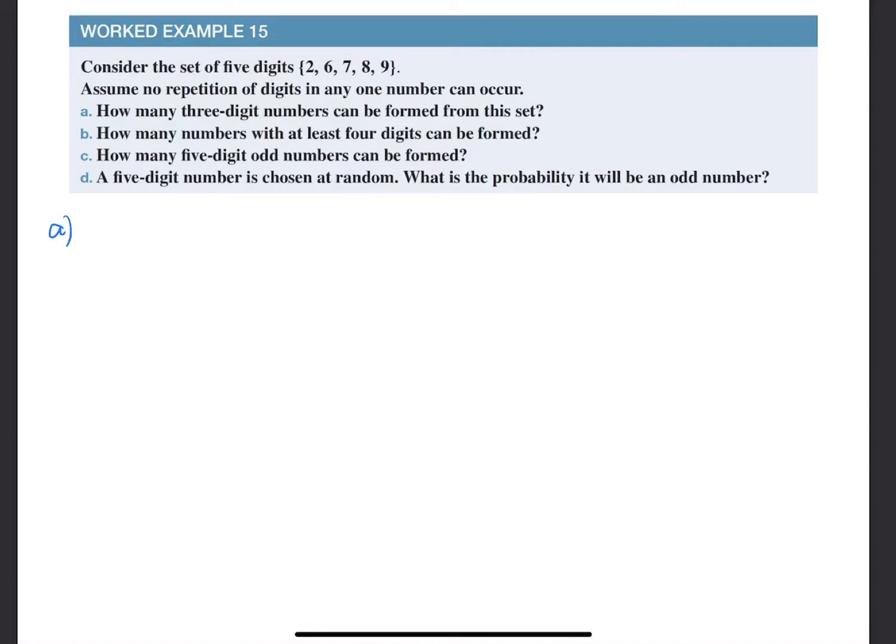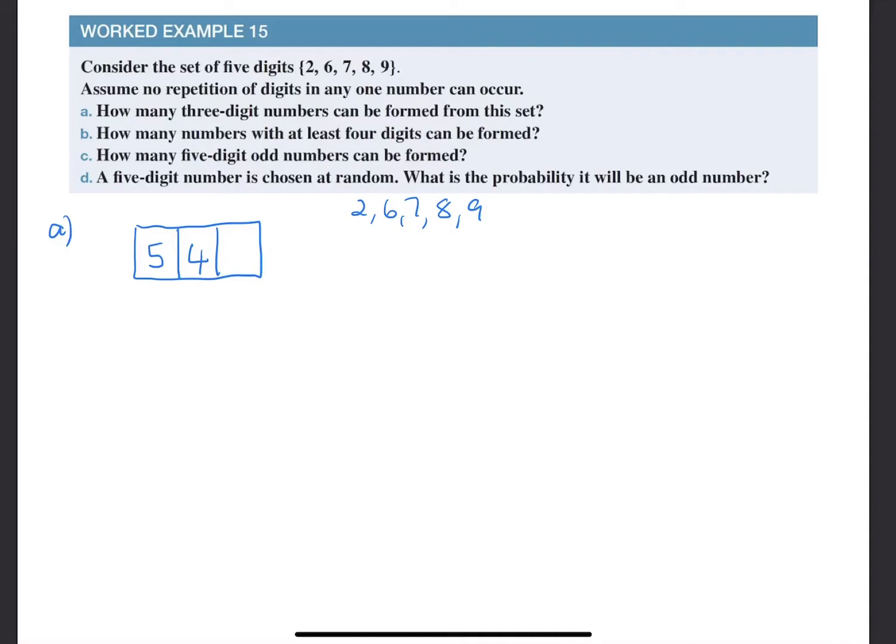So I'm going to use a box table just to set it out for myself. I know there's going to be 3 numbers. If I look at 2, 6, 7, 8 and 9, the first value can be any one of those 5 numbers. So there are 5 different numbers that can go in there. Once I've picked one of these numbers, there will only be 4 numbers remaining. So this will be 4.